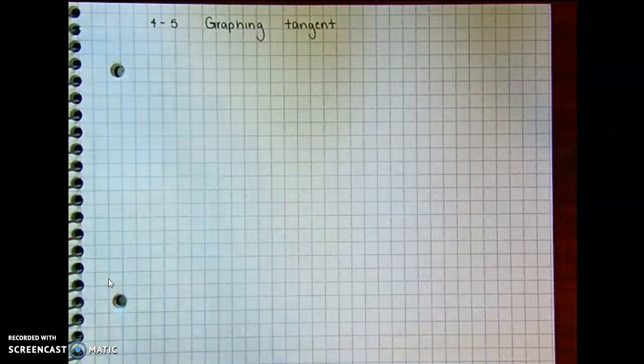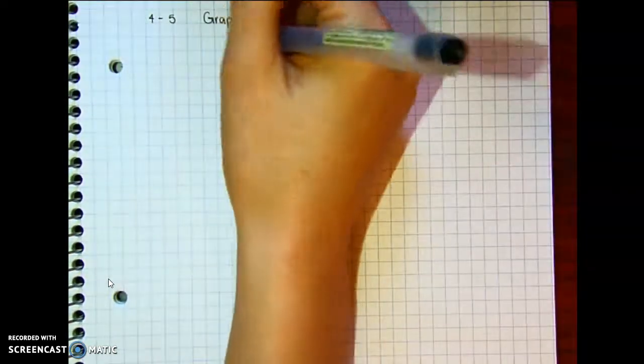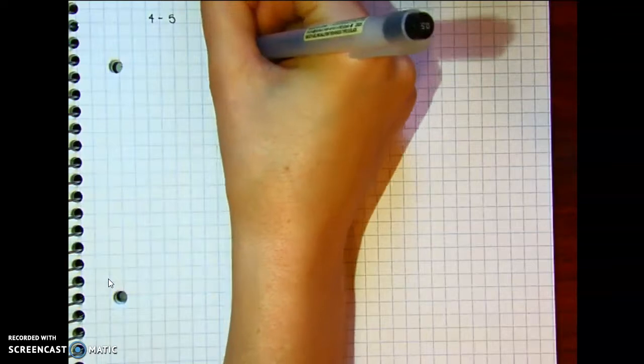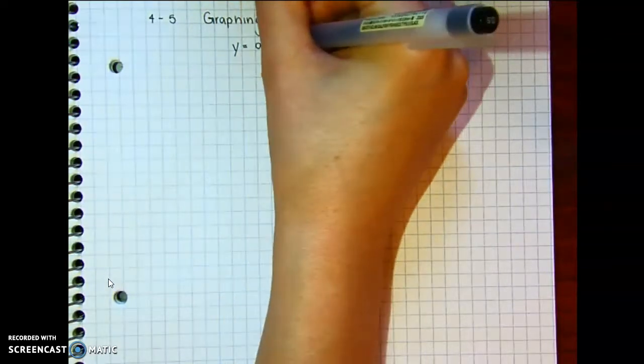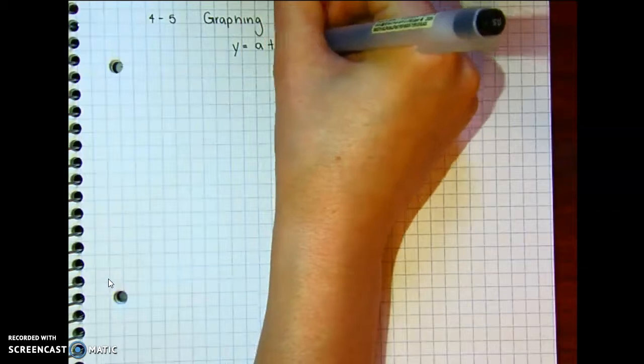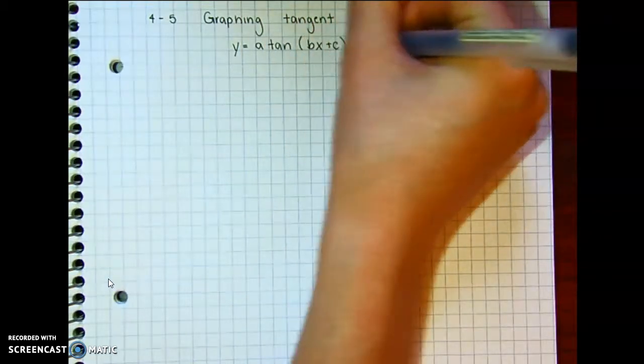So first of all, let's talk about the generalized equation. So the generalized equation is very similar to all the others. It's going to be y equals a times tangent of bx plus c plus d.